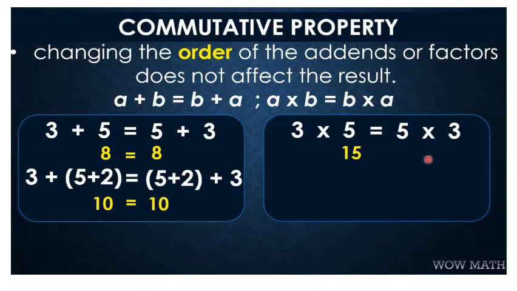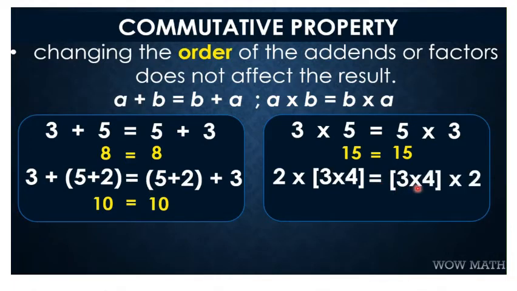5 times 3 is equal to 15. Are they equal? Are they the same? Yes. Okay. Next. 2 times the quantity of 3 times 4. So, kapag gagawin natin siyang commutative property, mag-uuna si 3 times 4 times 2. So, pinagpapalit natin yung kanyang order.